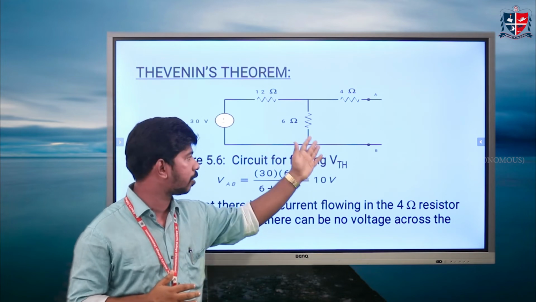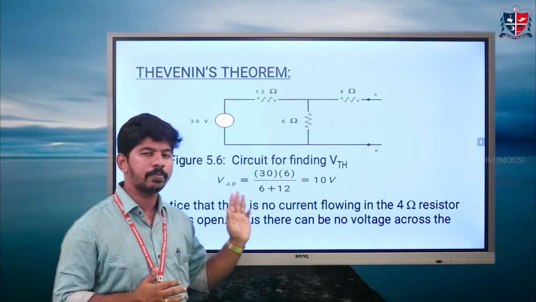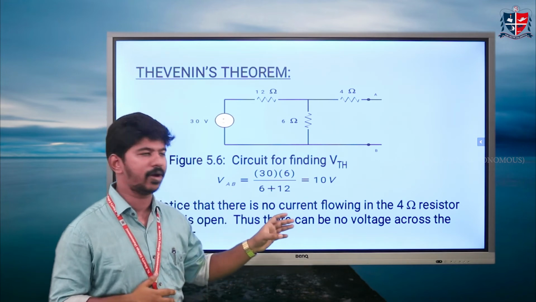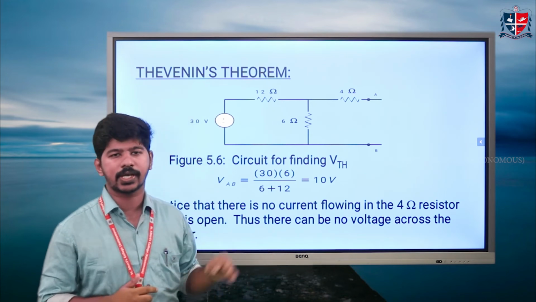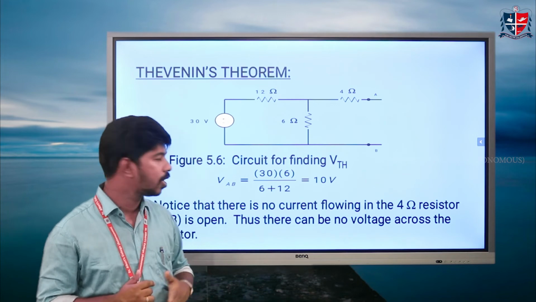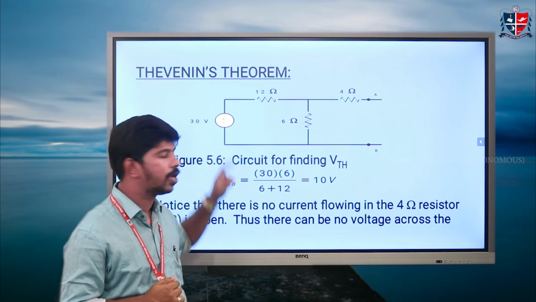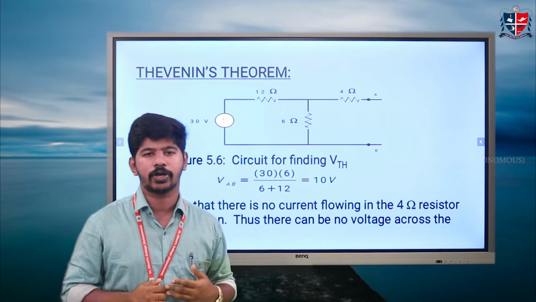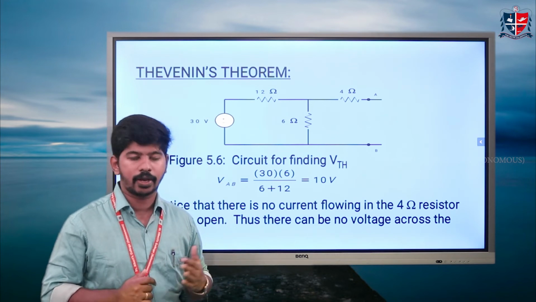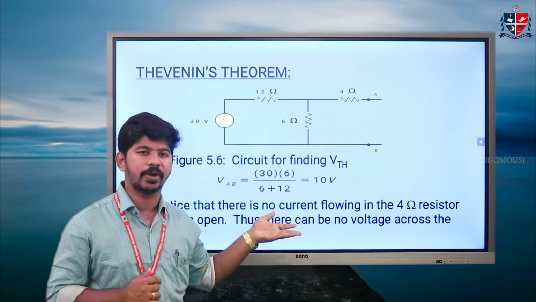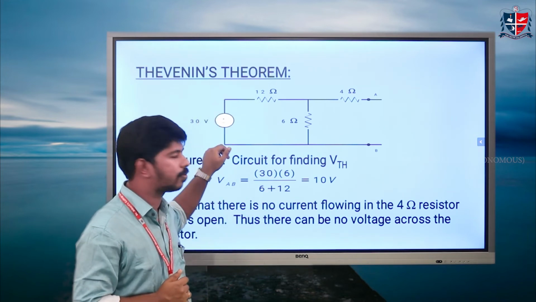We are removing the load, and what we are doing? We are determining the resistance from the load terminal, provided all the sources are replaced by their internal resistance. So we are having only one source, that is the voltage source. We have already studied that if you want to replace a voltage source by its internal resistance, we need to replace it by a short. And if it is a current source, then we have to replace it by an open circuit. Now here it is a voltage source, so we have to replace it by a short.